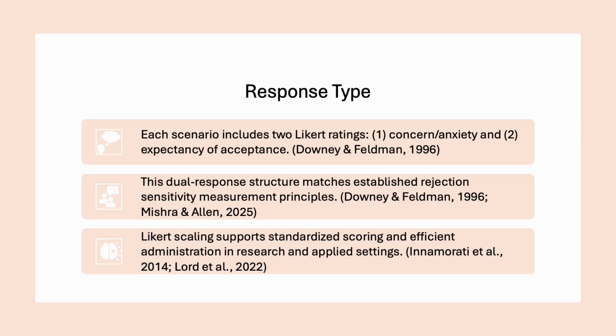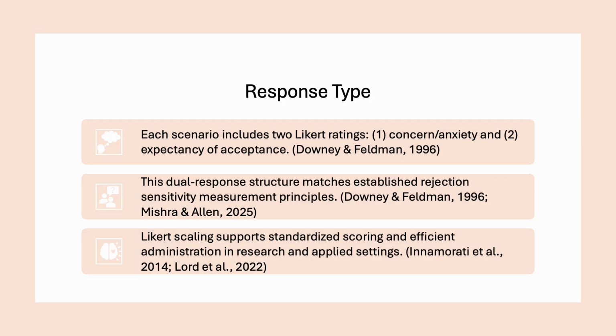Each scenario includes two Likert ratings, one rating for concern or anxiety, and one rating for expectancy of acceptance. This dual response structure matches established rejection sensitivity measurement principles. Conceptually, the concern rating captures the emotional reaction, and the expectancy rating captures the belief about what will happen. Likert scaling also supports standardized scoring and makes administration practical in both clinical screening and research settings.